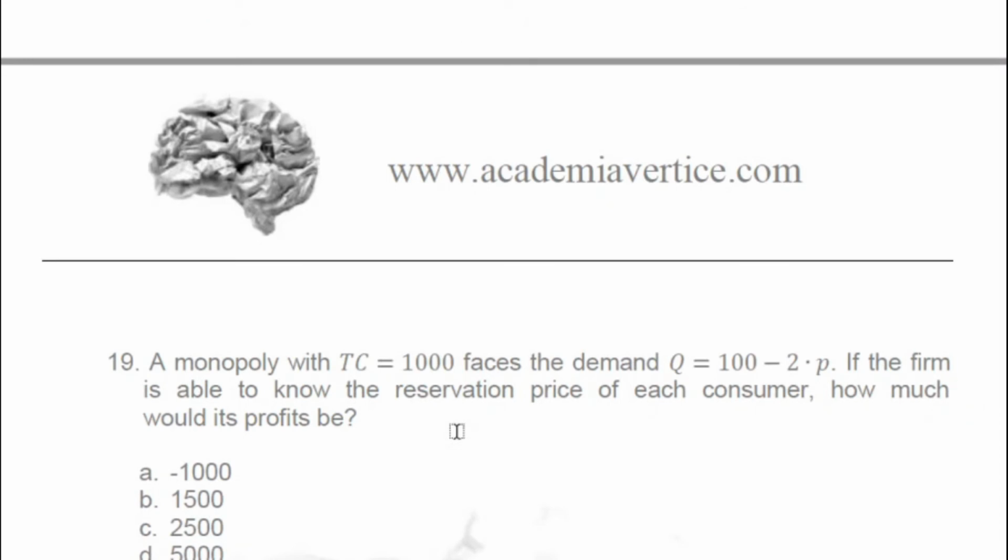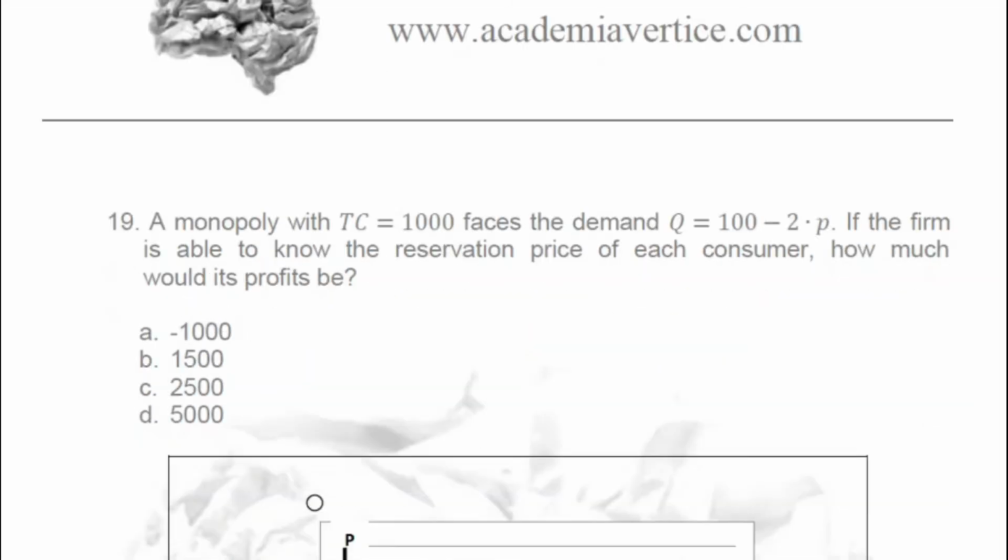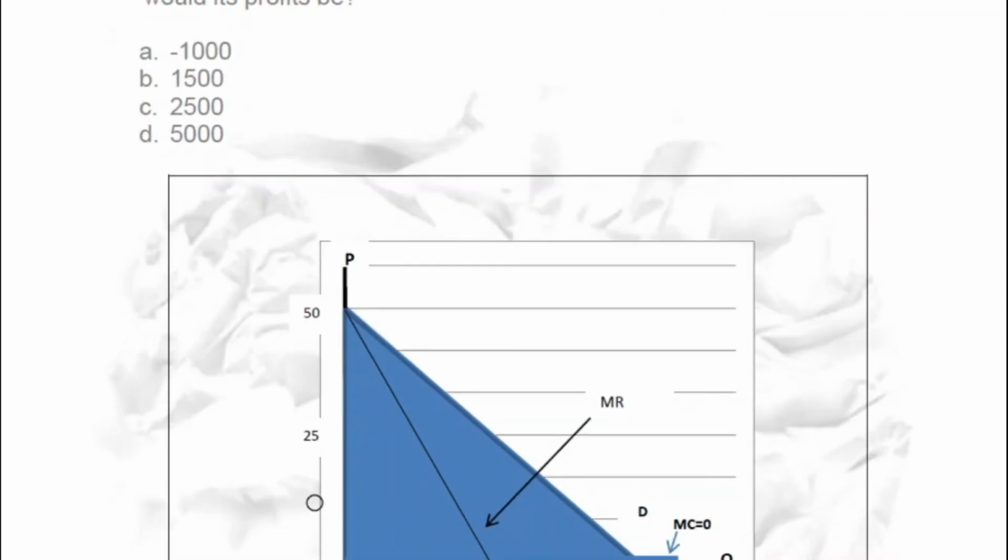19. A monopoly with total cost equal to 1000, so be careful, only fixed cost, faces the demand Q equal to 100 minus 2P. If the firm is able to know the reservation price of each consumer, how much would its profits be? Well, it's first degree price discrimination. We draw the demand.